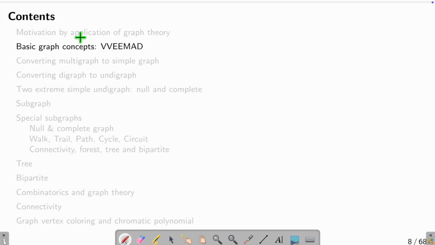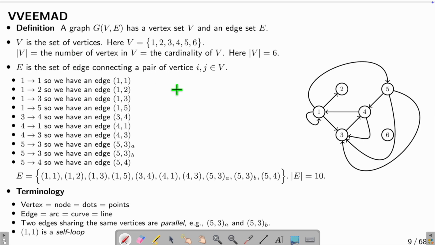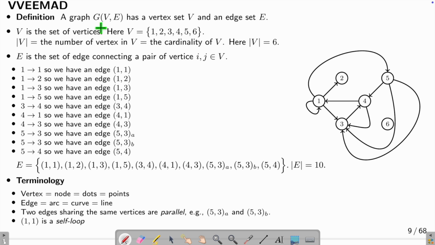So this part is basically the basic graph concept, because I assume all of you didn't know what a graph is in the past. So now this is totally new to you. So what is a graph? A graph has three things. We call a graph G. The things in G are V and E. What are V and E? V is called the vertex set, and we have an edge set called E. Vertices start with V, so we call it V.